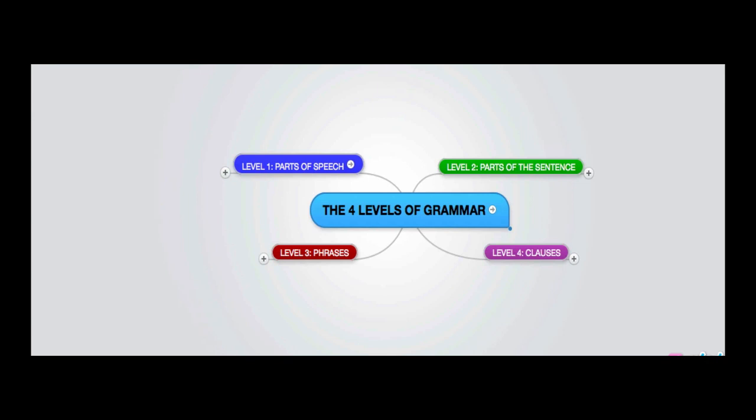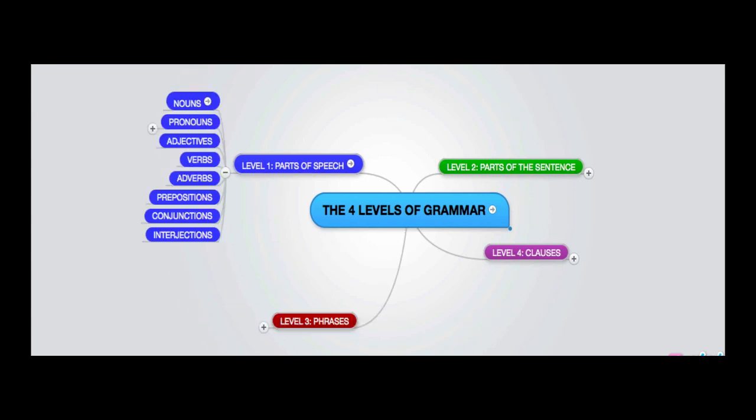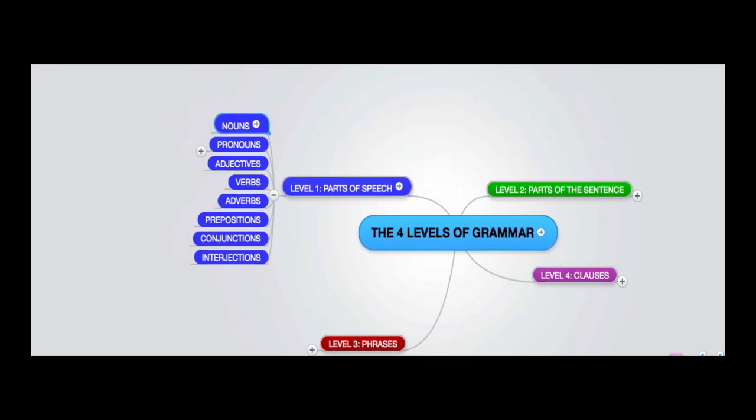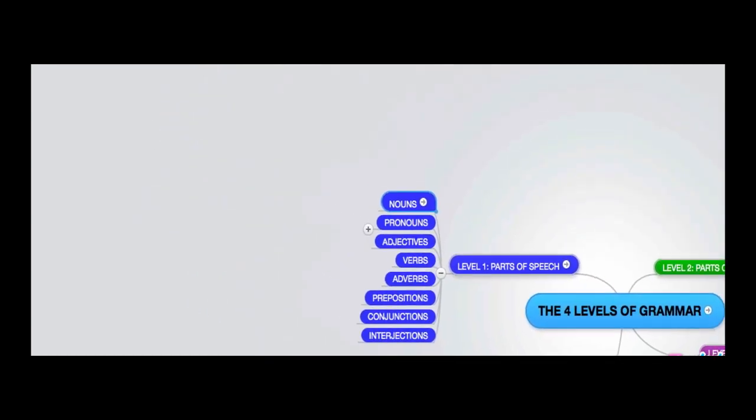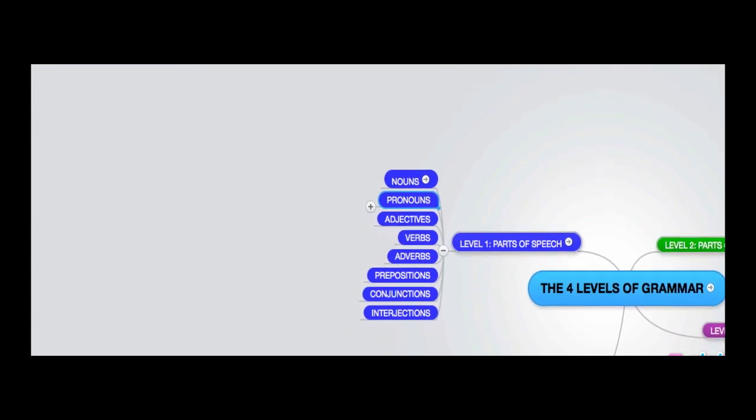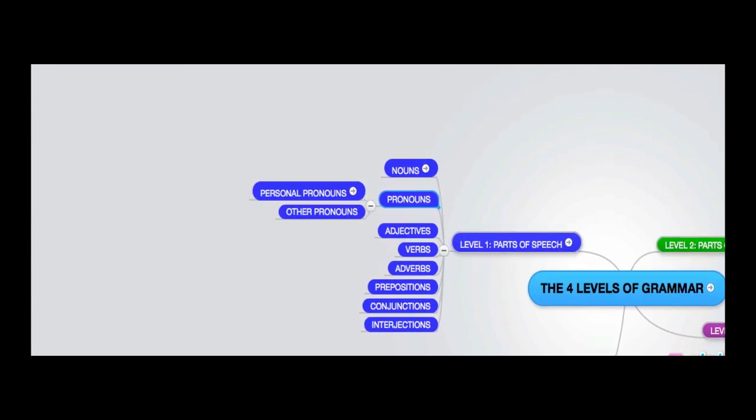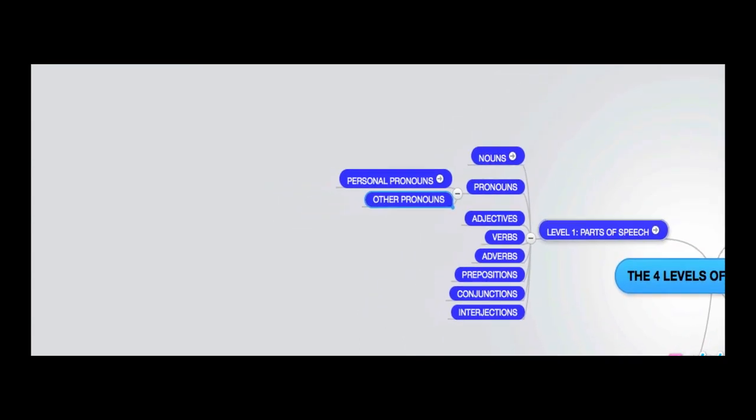In level 1, we have 8 different parts of speech. We have nouns, pronouns. Within pronouns, we have personal pronouns and other pronouns. In lesson 4, we talked about personal pronouns. Today, we'll be talking about other types of pronouns. So let's get started.